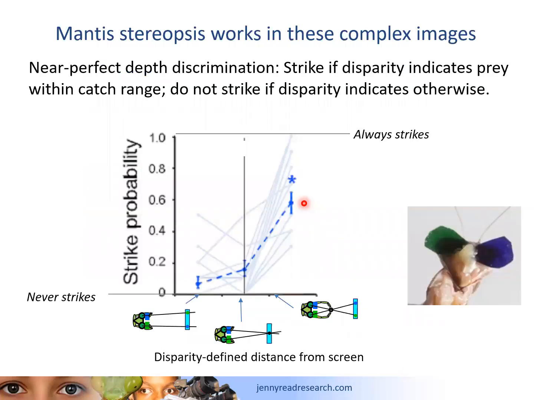So here are results from that experiment. What I'm plotting here is the strike probability, so the proportion of trials on which the mantis struck, for the uncrossed initially on the left, just when you have a normal stimulus on the screen, and for this cross disparity situation. And you can see there's a very statistically significant difference. They're much more likely to strike when the prey is simulated at the correct distance, even in these really complex random dot images. So that's cool because it shows that their stereopsis still works in these images.